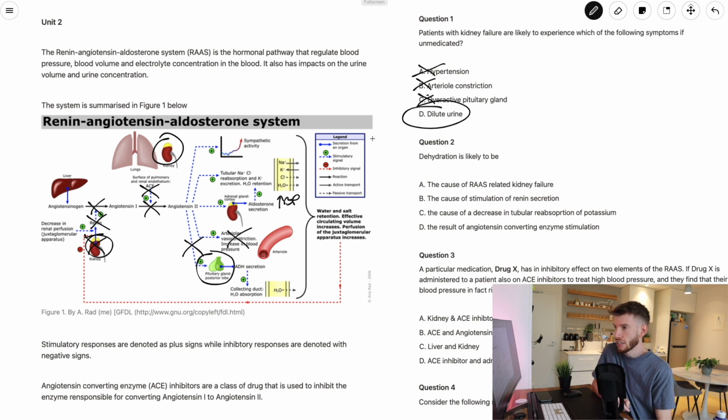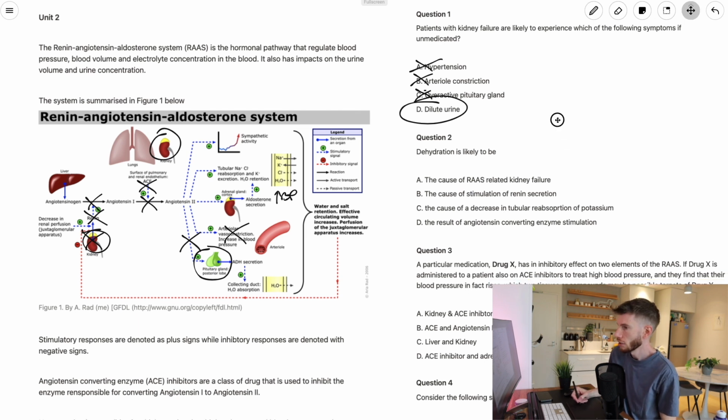Again, you could overthink this and look at things like it did say electrolyte reabsorption. So you could argue that, well, you're not pulling back electrolytes as well from the urine, and so therefore there'd be more electrolyte in the urine, and therefore it would be concentrating at the same time, so it's somewhat ambiguous. But we go with the process of elimination. The other three are absolutely false, whereas there's a possibility for D to be true, and so we go with that. So then question 2, dehydration is likely to be which of the following?